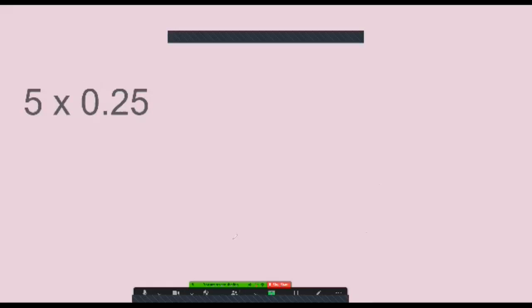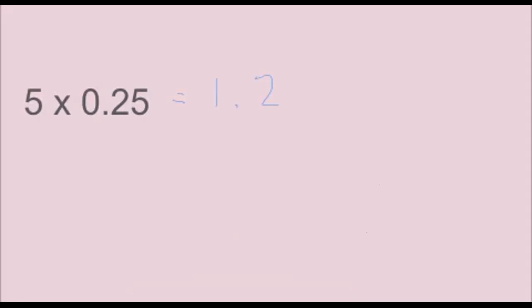Some of it will be mental math, though, if you are multiplying 25 hundredths. That's the same as 25 cents or a quarter. If I have 5 quarters, I can say, oh, I know I have 4 quarters. That's $1. Add another quarter. That's $1.25, or 1 and 25 hundredths.